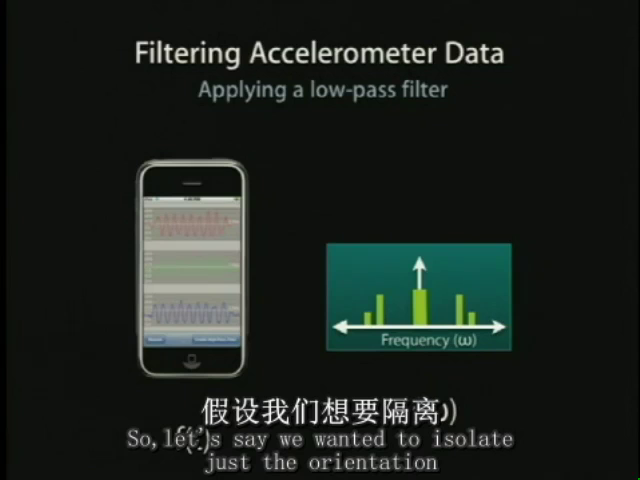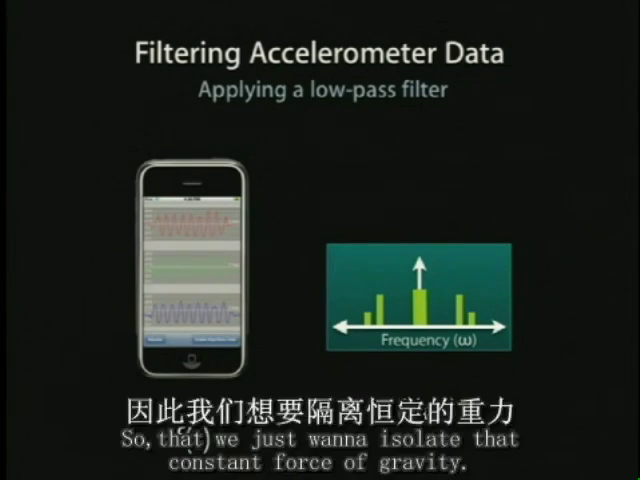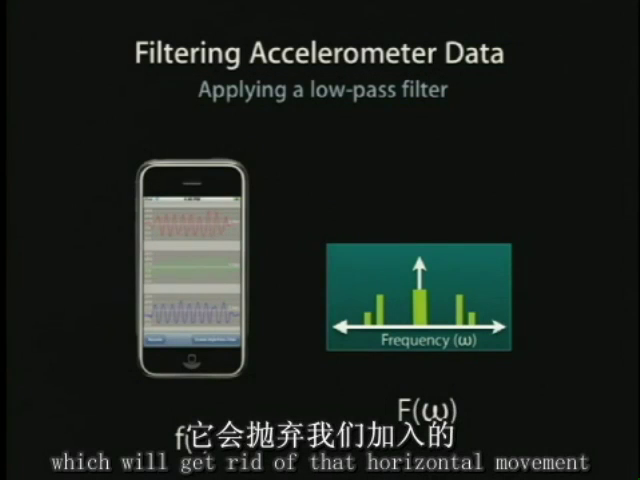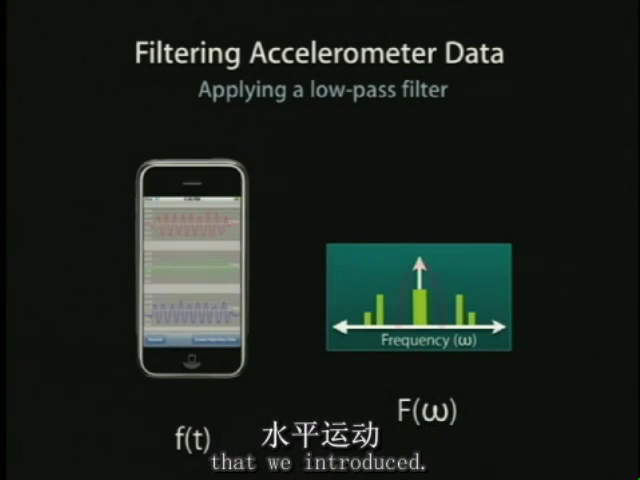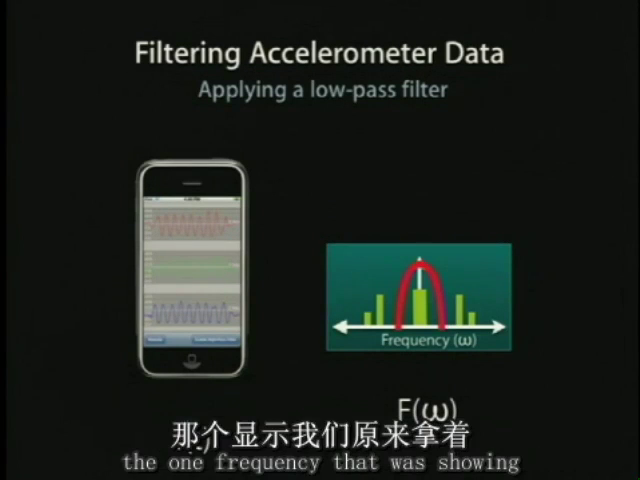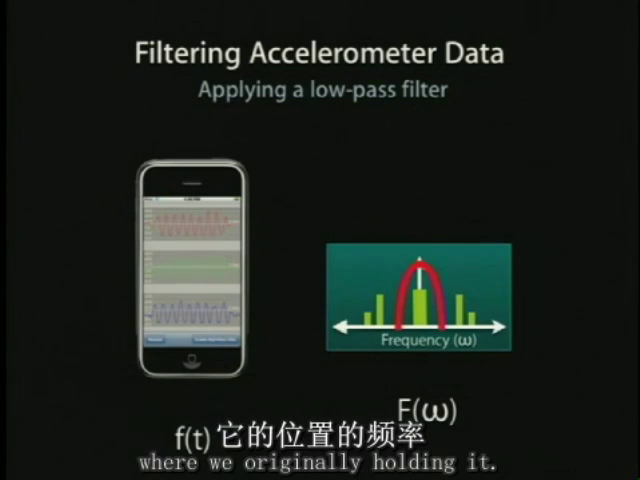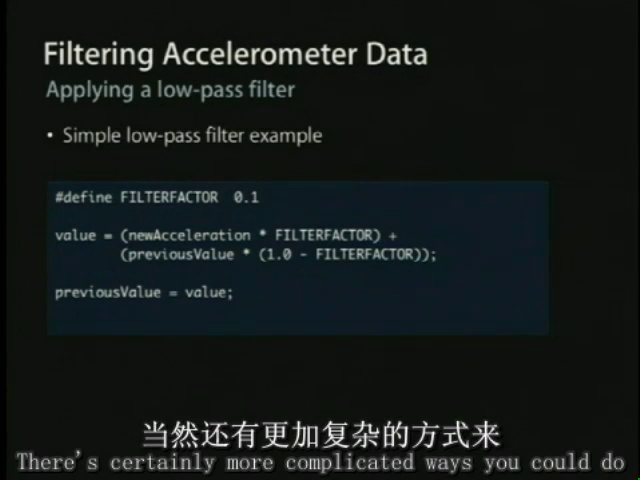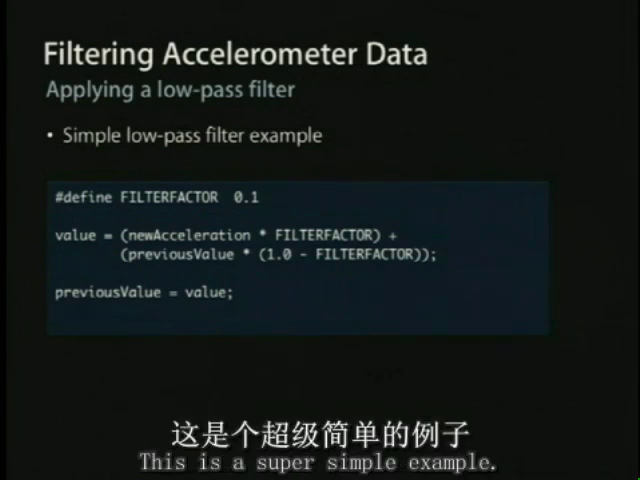So let's say we wanted to isolate just the orientation that we're holding it in, so that we just want to isolate that constant force of gravity. In this case, we're going to apply a low-pass filter, which will get rid of the horizontal movement that we introduced. So we really just want the one frequency in the middle that showed where we were originally holding it. The way we'll do that is with a low-pass filter, which will pass just the low frequency values. There are certainly more complicated ways you could do this kind of thing. This is a super simple example.